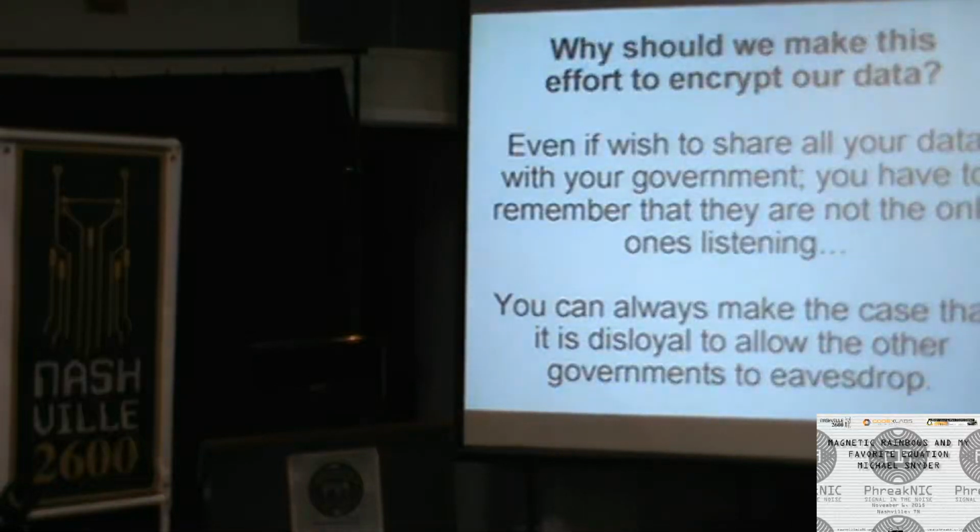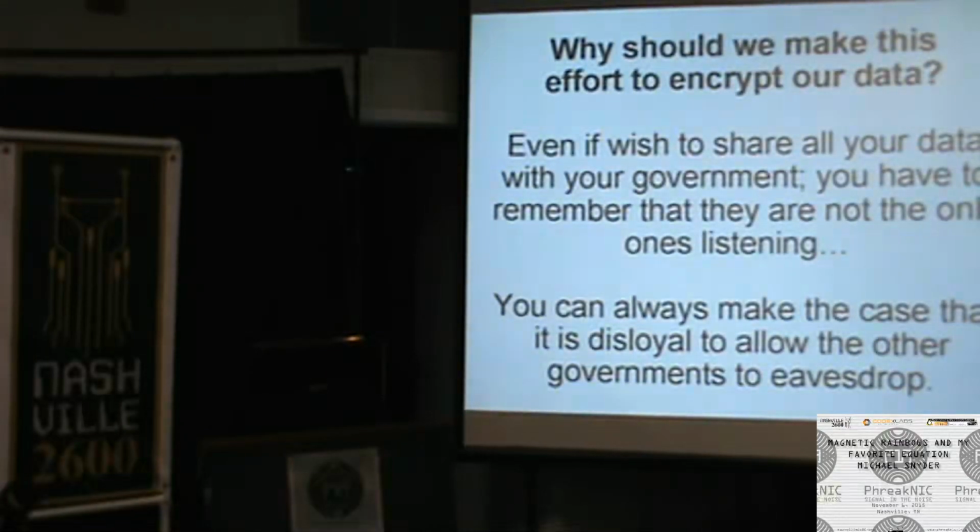Now, all this effort, why should we make all this effort to prevent an eavesdropper from listening to our work or our data? And the answer is that there's many eavesdroppers out there, and information is power. So imagine that you love your government and you want to share all your data with your government. And I have no problem with that. But it's not just your government listening on the internet. There's China, there's India, there's economic reasons to listen for data. There's military reasons to listen for data.